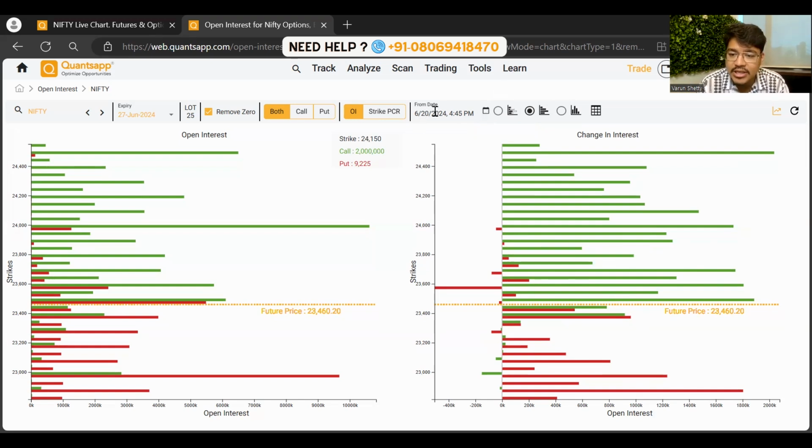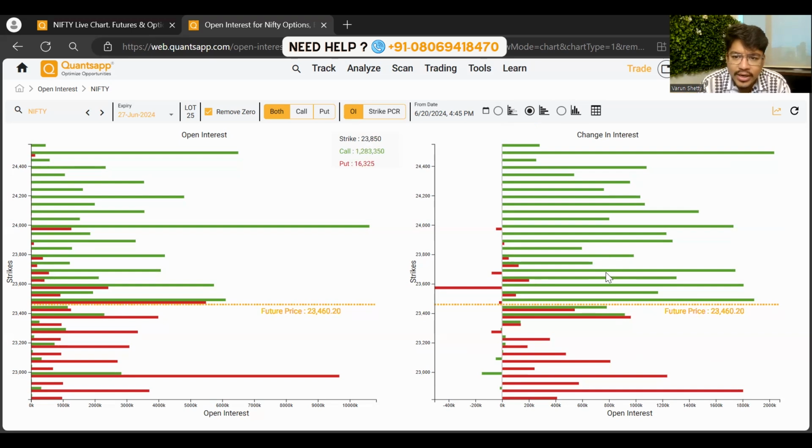So this is previous day closing. You can see here previous day closing. It's 21st today, and we are looking at the data from 20th of June. Okay, so this is the open interest data from yesterday's closing. So you can just look at it and then you can create a range.